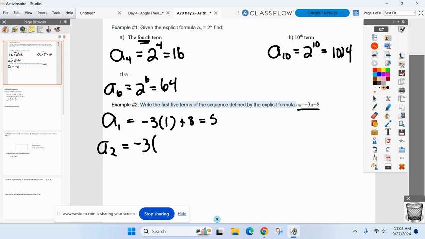And I know some of you are brainwashed. Oh, I got to put the previous. No, you're not. You're not plugging in the previous term anymore. This isn't recursive. You're plugging in the term you want to find.